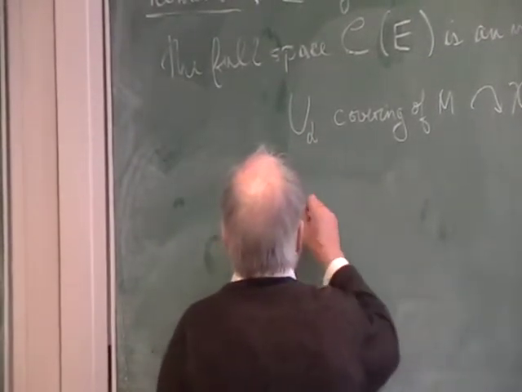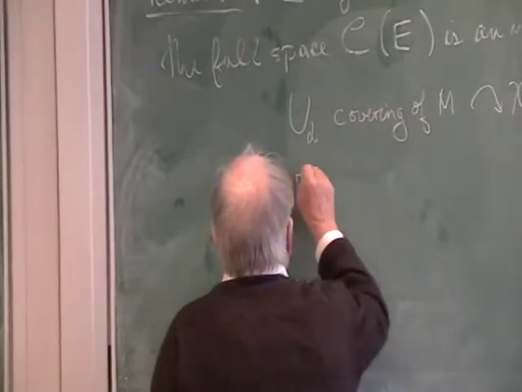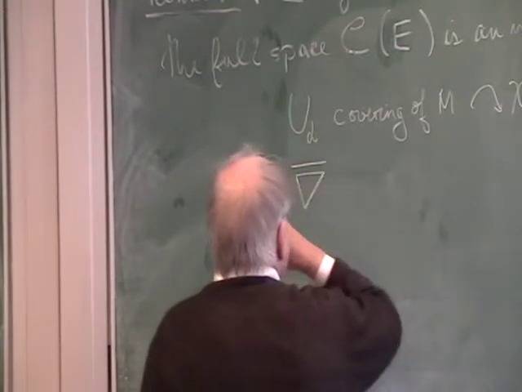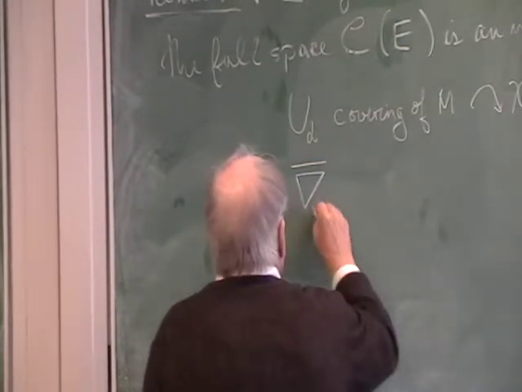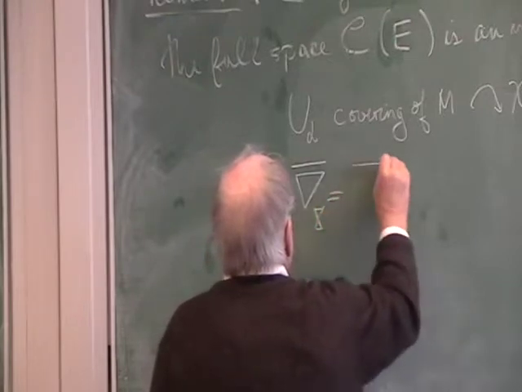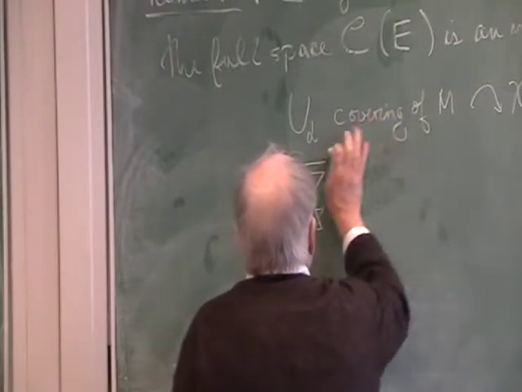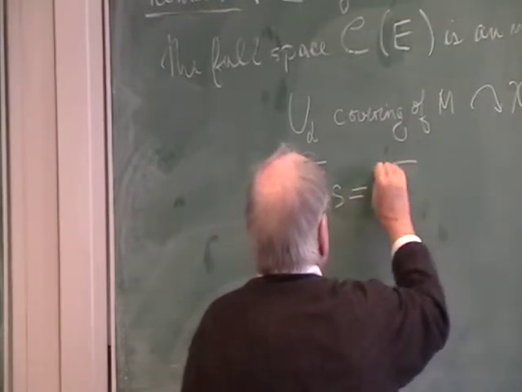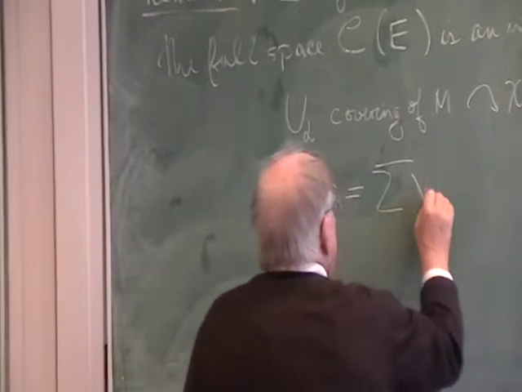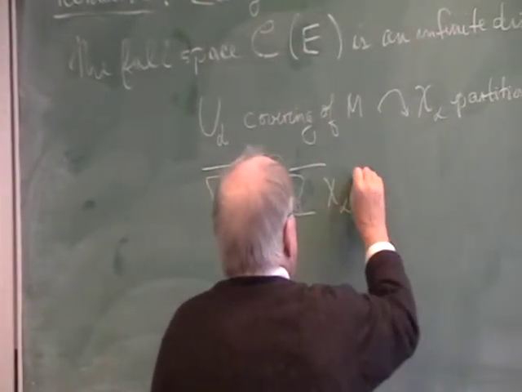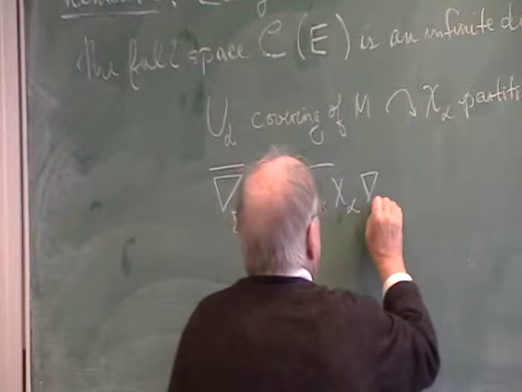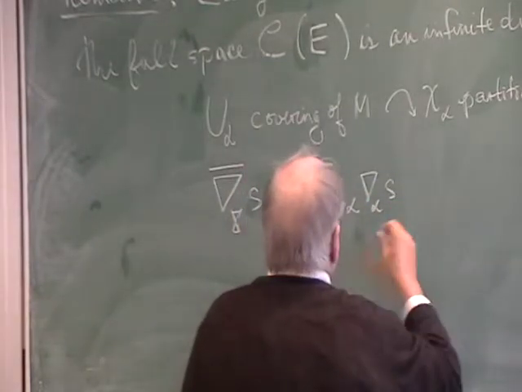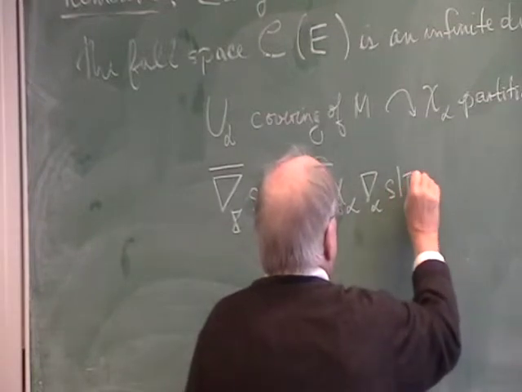You can find, let's see, I'll try to follow your textbook. I remember in your textbook, maybe you put something here, bar x, defined to be bar x of s is some chi alpha nabla alpha of s, okay, restricted to U alpha.